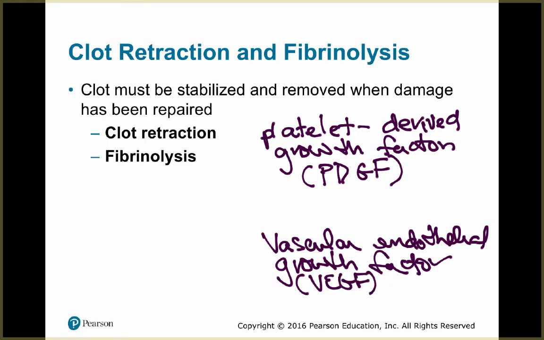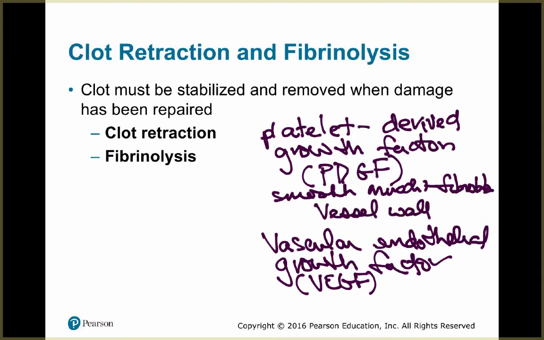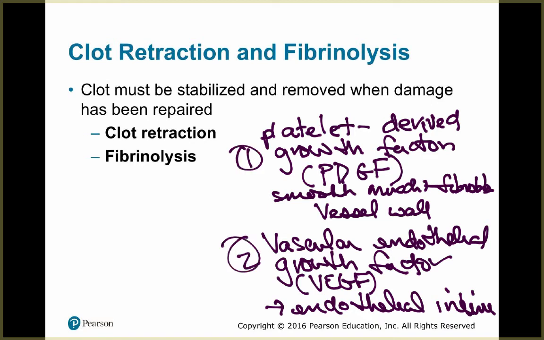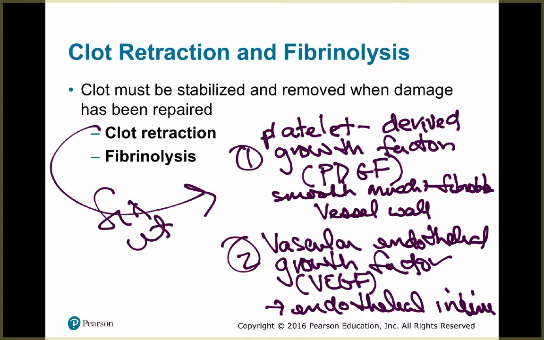So this is what activates smooth muscle and fibroblasts to redo the vessel wall. And this helps endothelial cells repair the endothelial lining inside of the vessel itself. So these are the two guys that are working to fix it while clot retraction is happening. Okay?